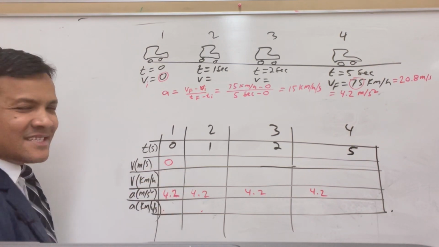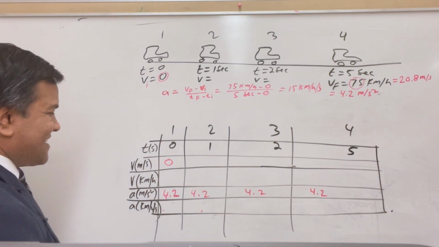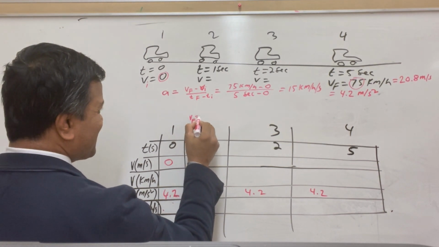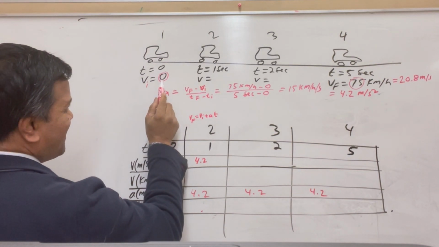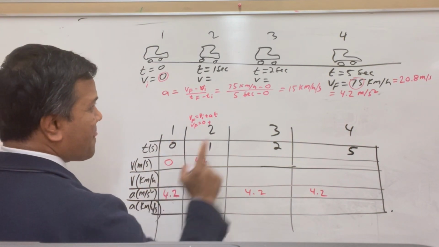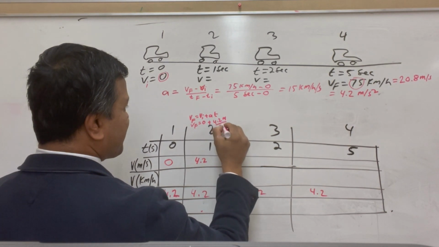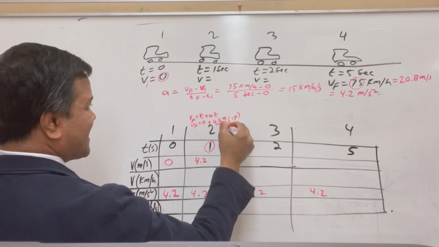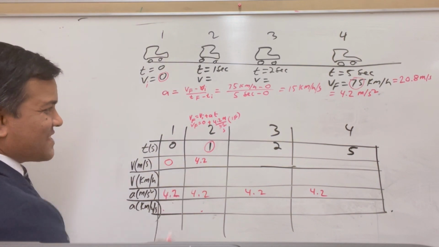Velocity is 0, right? However, since acceleration is positive, velocity would be what? 4.2. Now you can use Vf is equal to Vi plus At. And you see, my friend, Vi is 0. So Vf is 0 plus A, which is 4.2 meters per second squared, and t is 1 second. Seconds squared over second, so you have 4.2 meters per second, and that's what you got.